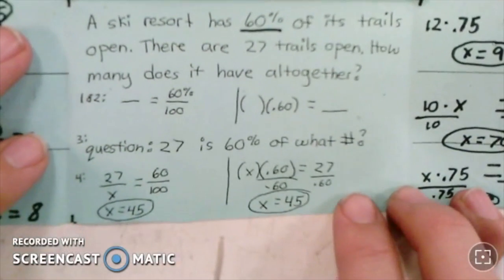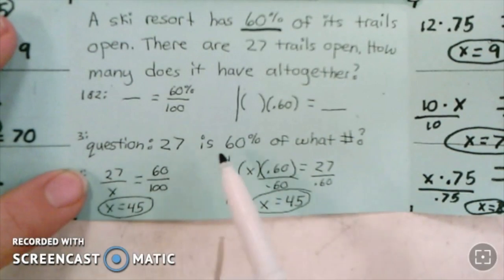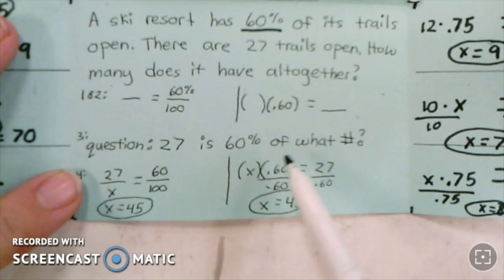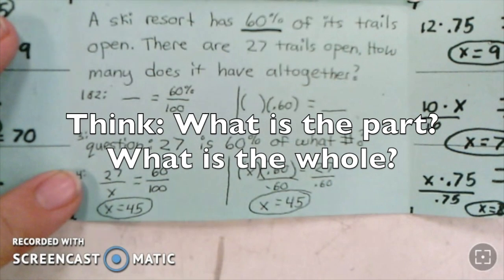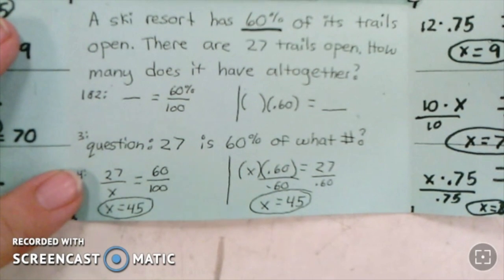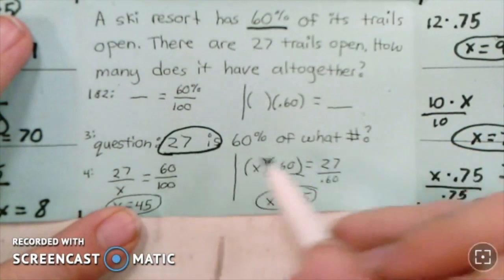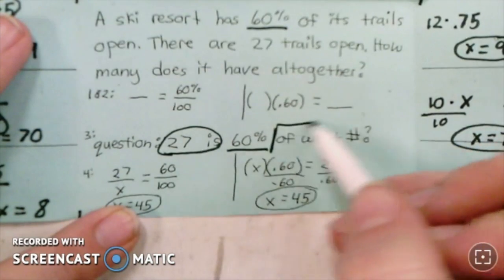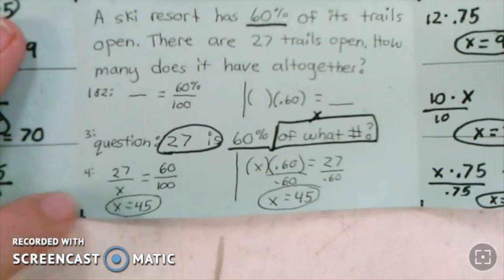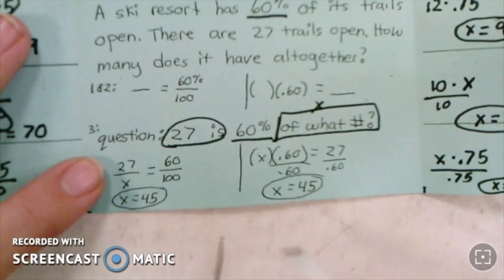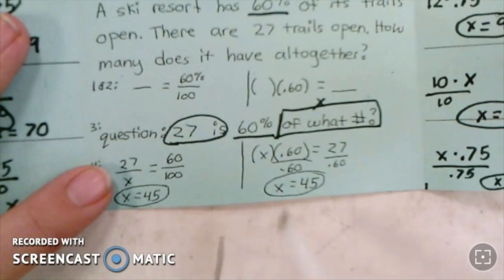Okay, oh, look at that. I wrote it right here. 27 is 60% of what number? And the reason why I wrote it that way is because I realized that the of is what I don't know. If I think about what they told me and I try to make it make sense into one of those types of questions we talked about, that's the one that works. So now I have 27 is 60% of what number? That's my x. I'm going to plug them in. 27 over x equals 60 over 100. Solve it. X equals 45.